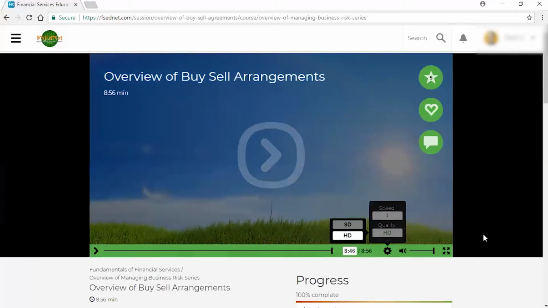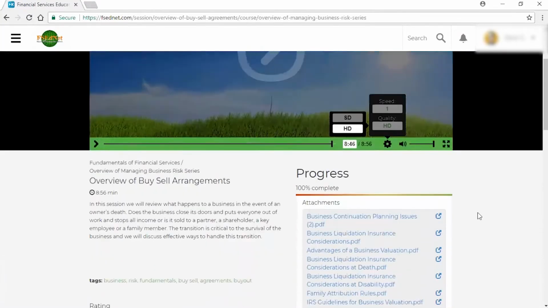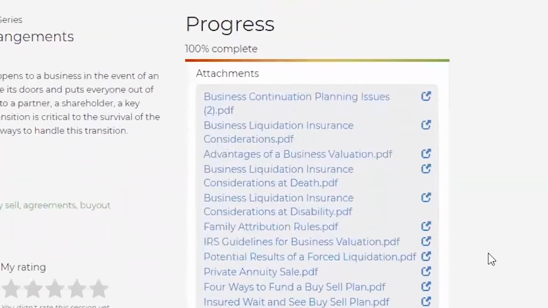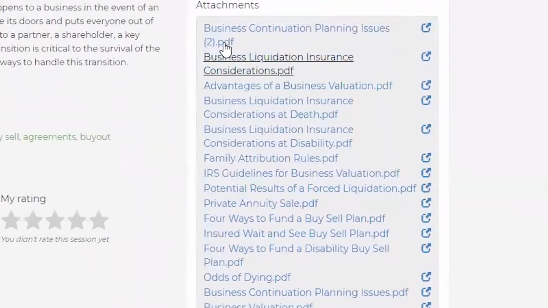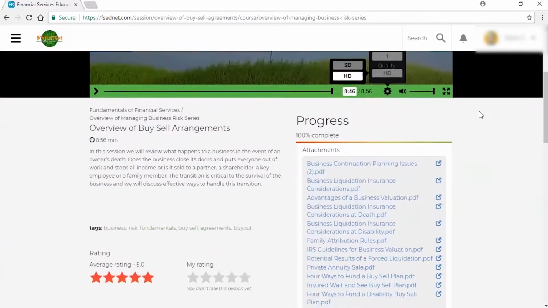Okay, let's pause the session for a moment and take a look at the attachments. Every session on FSEdNet has a fill-in-the-blank worksheet and a participant guide. Also, a number of the sessions also have downloadable educational concept pages explaining additional information on the topic at hand.